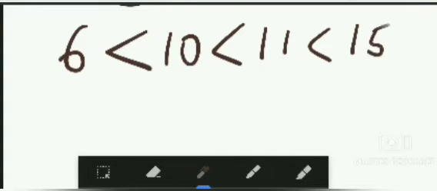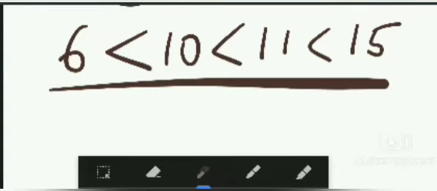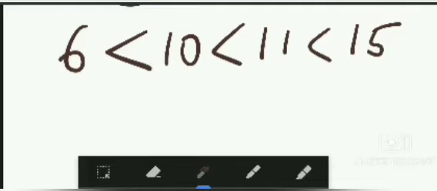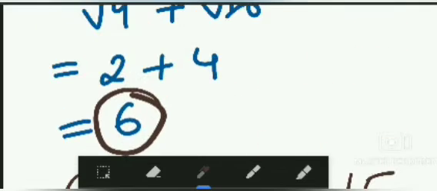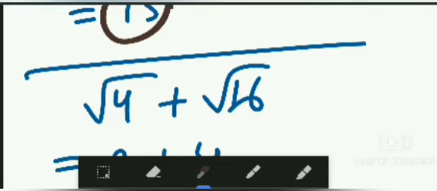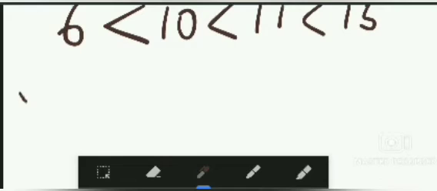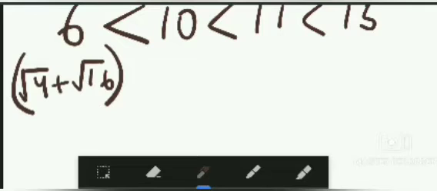11 and then 15. So this is not your answer, because these numbers we are getting are after calculating. So we have to arrange the numbers in the question format. So the 6, we have got this 6 from this root 4 plus root 16. So write root 4 plus root 16 instead of this 6, and then write down less than symbol.